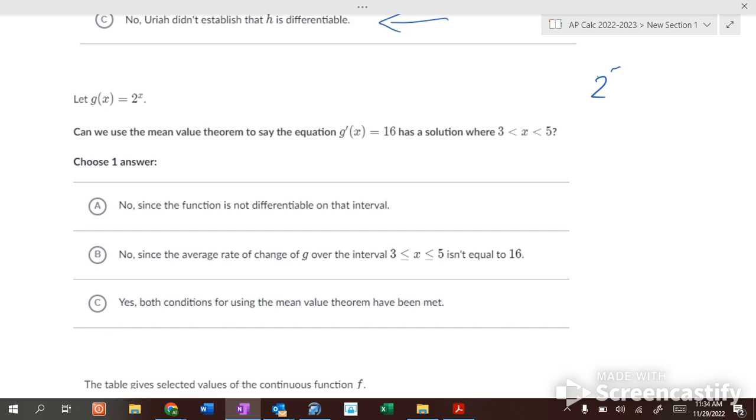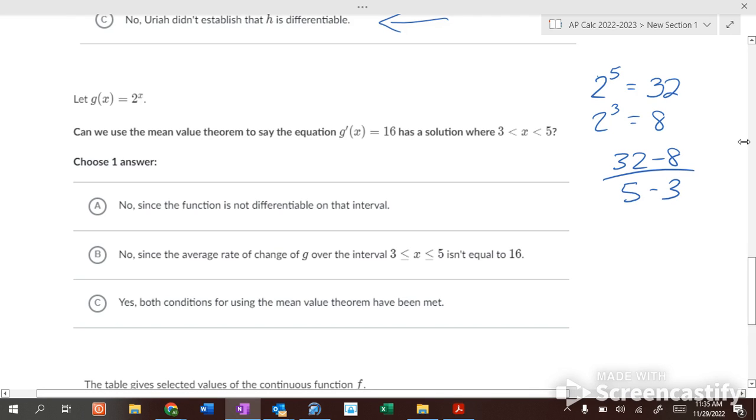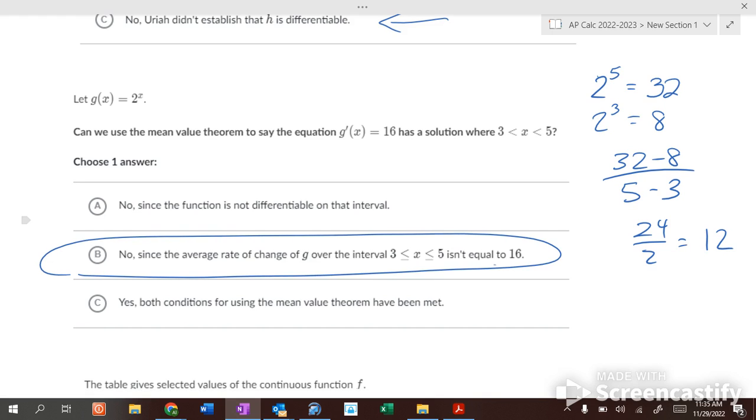What's 2 to the 5th power equal to? Nope, too big. 32. 2 to the 3rd power? 8. So 32 minus 8 over 5 minus 3 is 24 over 2, which is 12. They said 16. That's where they went wrong.